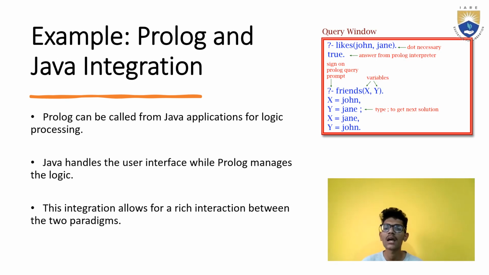Example: Prolog and Java integration. Prolog can be called from Java applications for logic processing. Java handles the user interface while Prolog manages the logic. This integration allows for a rich interaction between the two paradigms.